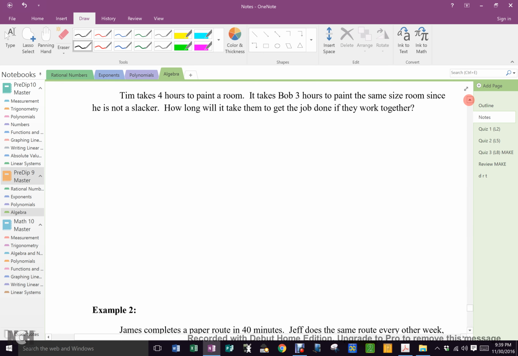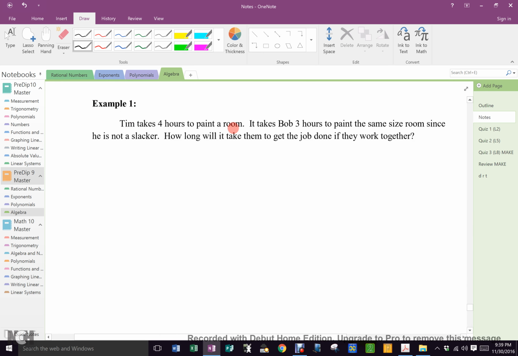Here's our next one. Tim takes 4 hours to paint a room. Bob takes 3 hours to paint a room because Bob isn't a slacker. How long will it take them to work together? So let's set up our table. Tim, to do the whole job, takes 4 hours. Bob takes 3 hours. What's our unit rate? 1/4 and 1/3 per hour.